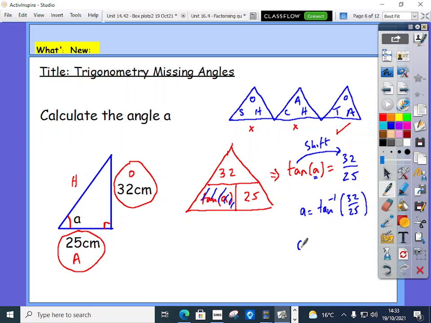Can you all do that please? And once you've got that, so don't forget shift tan, fraction button, 32 over 25, close bracket, equals. Now the answer I got in the calculator was 52.001, etc. And you can just leave that as A equals 52 degrees. Now don't forget this is degrees, so you can put a little dot on the top corner identifying that the units here are 52 degrees, not centimeters this time. It's an angle. That's what we just found.